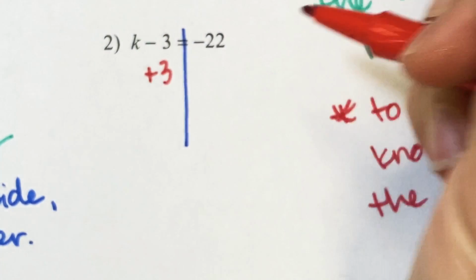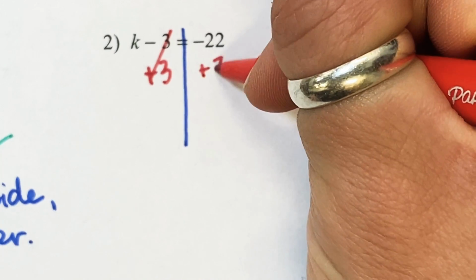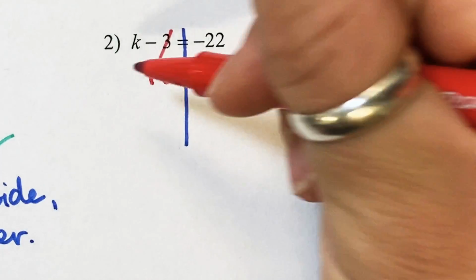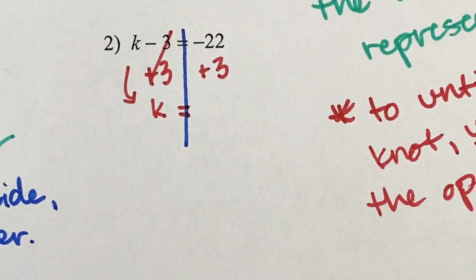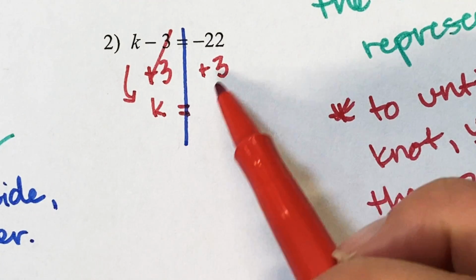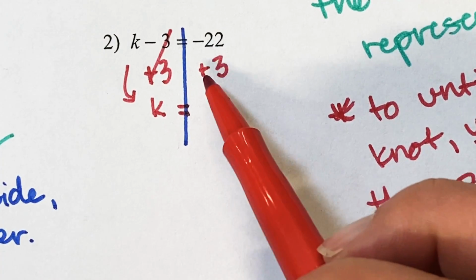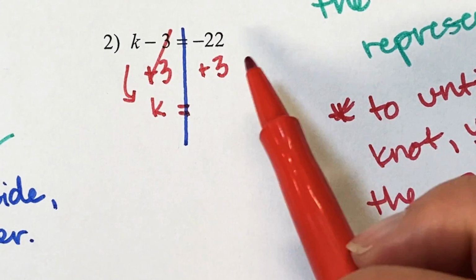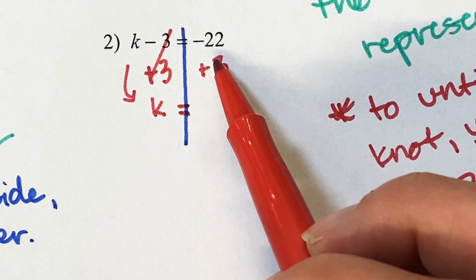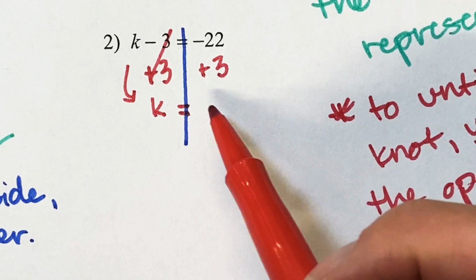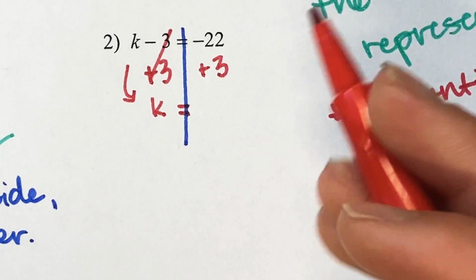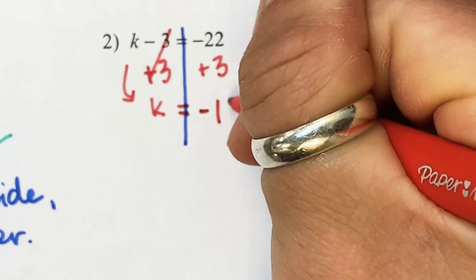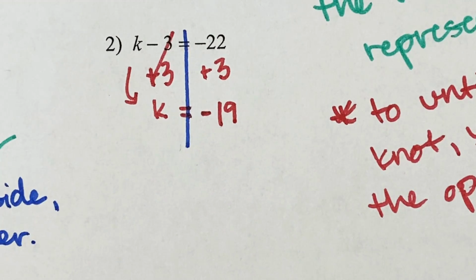Plus 3, right? So we add 3 to both sides. Okay, bring down what's left. In this case, it's just our k. Okay, and now we have negative 22 plus 3. So we're getting less negative here, you guys. Remember, negative 22, we're moving towards the 0, or the positives, plus 3. Okay, this is going to give me a negative 19.